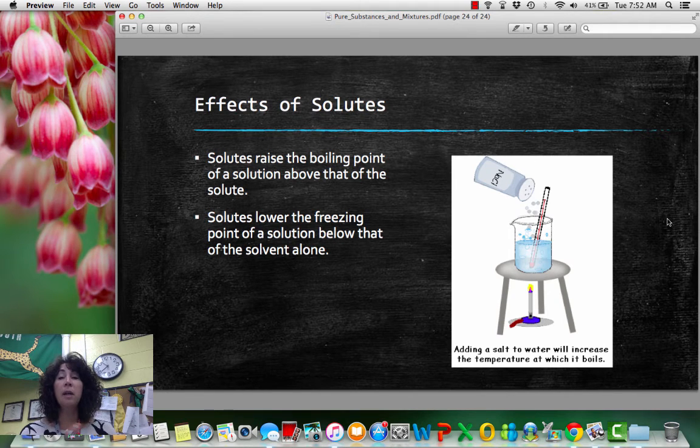Another thing that solutes can do is raise the boiling point of the solution above that of the solvent. Solutes also lower the freezing point of a solution below that of the solvent alone. So if you lived up north, in order to get rid of the ice on the streets, they put salt because it lowers the freezing point. So it keeps it a liquid, so it doesn't freeze on the streets. Or we could add salt to water, which is going to increase the temperature where it boils. So the solute does affect the solvent that it's put into.